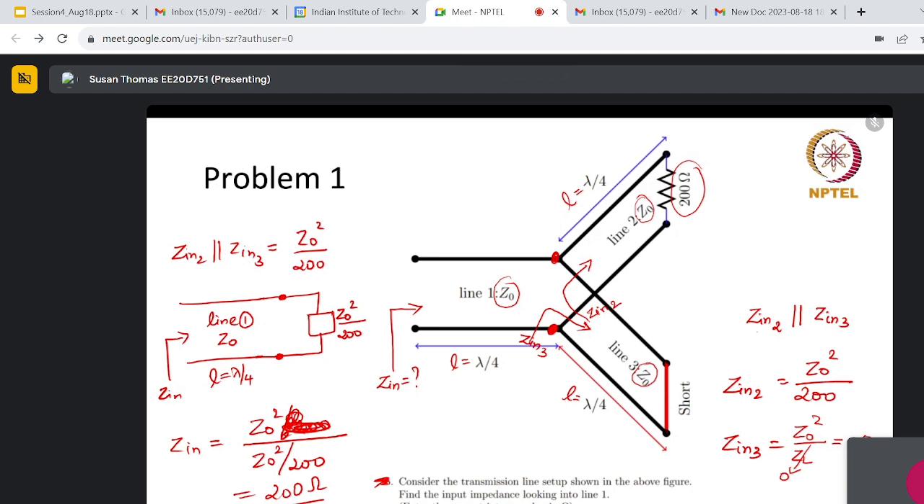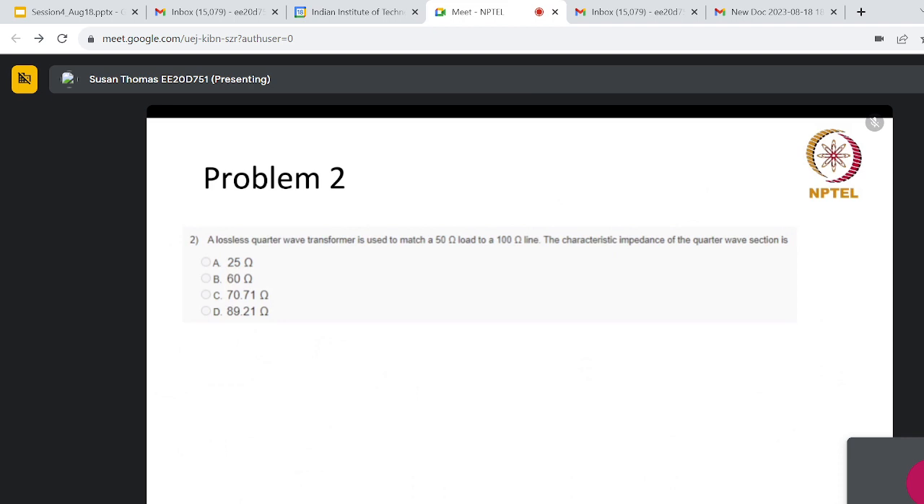Hope this is clear. We'll move to the next question. I think you can attempt this on your own. This is a very simple question. Please attempt and give your answers in the chat.